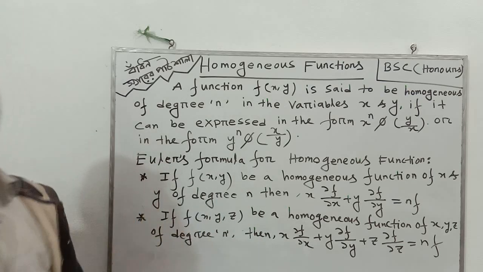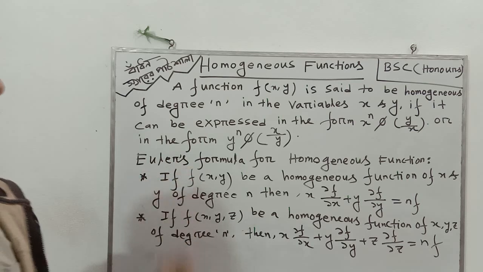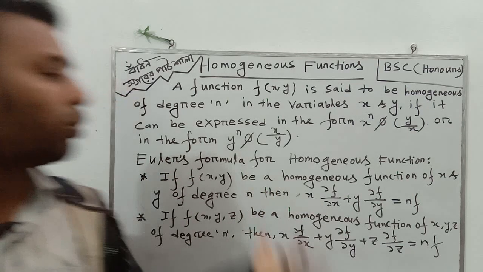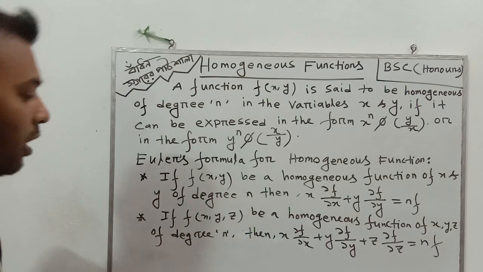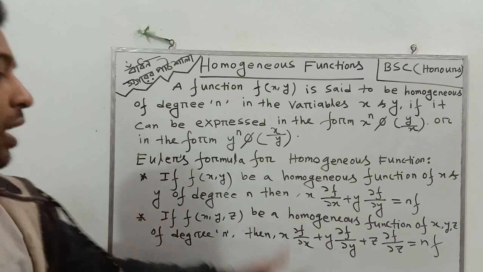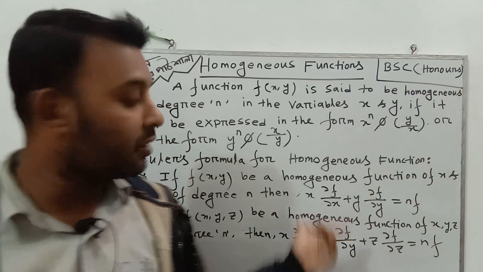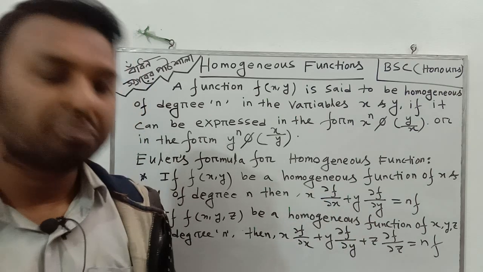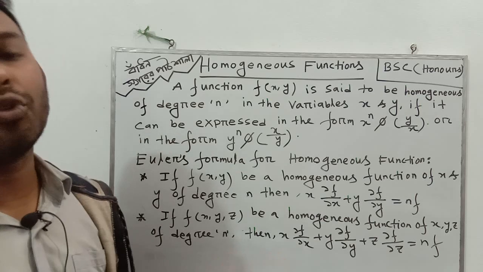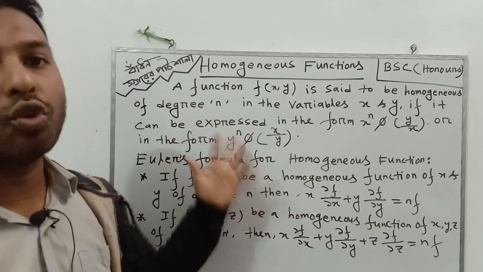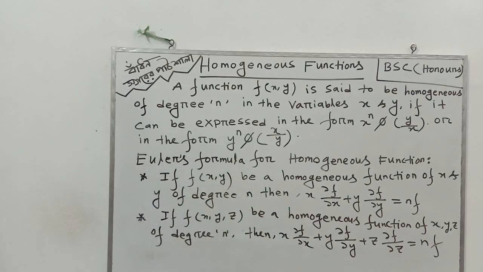Similarly, if there are three variables x, y, z in the function f, and if it is homogeneous, it can be expressed using Euler's formula: x del f del x plus y del f del y plus z del f del z is equal to n f. Now I will solve some problems related to homogeneous function using Euler's formula.